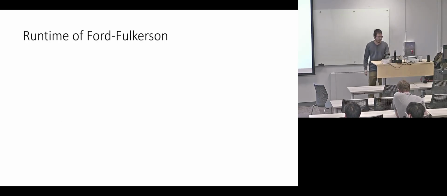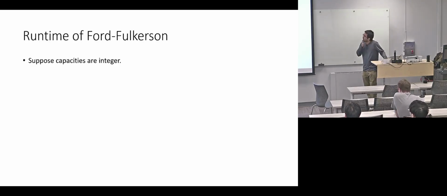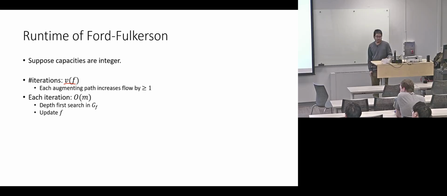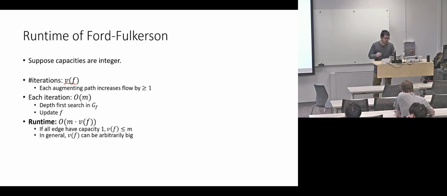Okay, so next is the running time of Ford-Fulkerson. It's not hard actually. Let's say that the capacity of edges is integral. So the number of iterations is at most the value of the flow, since each time you increase the value by at least one. In each iteration you just do a first search to find a path in the residual graph. That's m time. So the total time is m times the value of the flow.